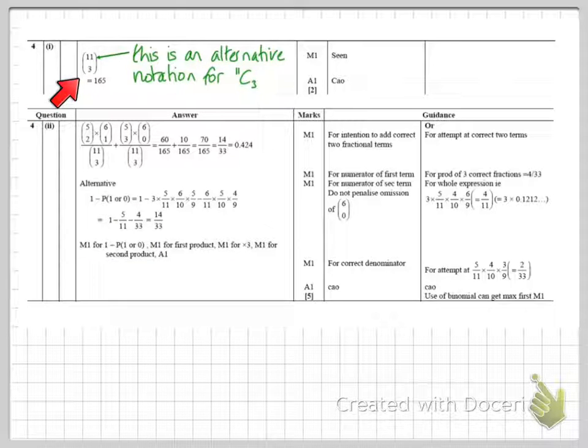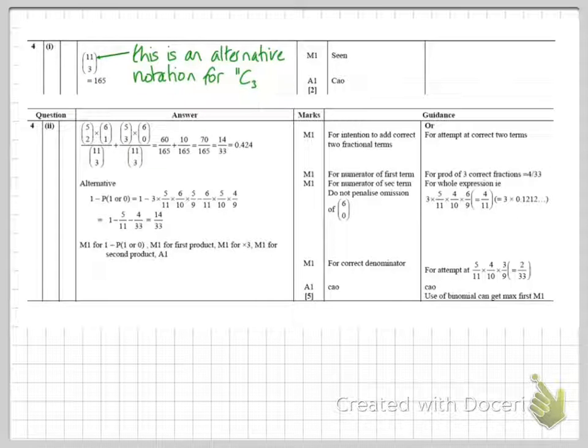This way that looks a bit like a vector, for those of you that have met vectors, or just 2 numbers written in brackets, is another way to write 11C3. You'll see that a lot in the mark schemes, but it's absolutely fine to use 11C3, which is consistent with the notation 11P3, so it's quite a handy way of notating it.